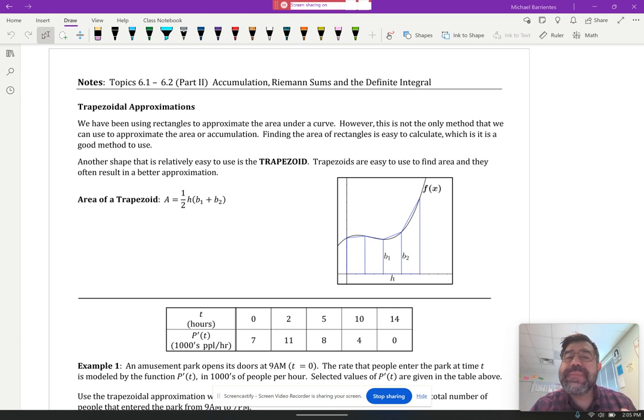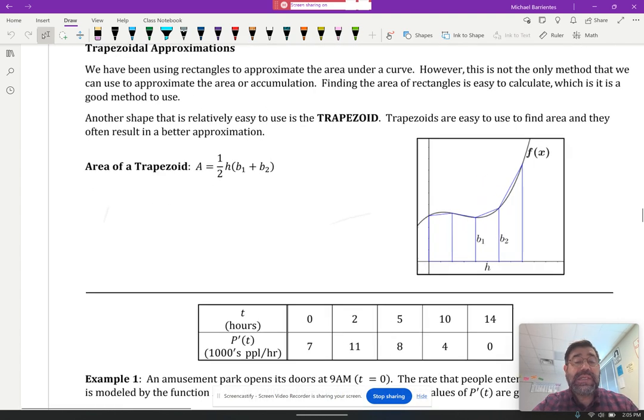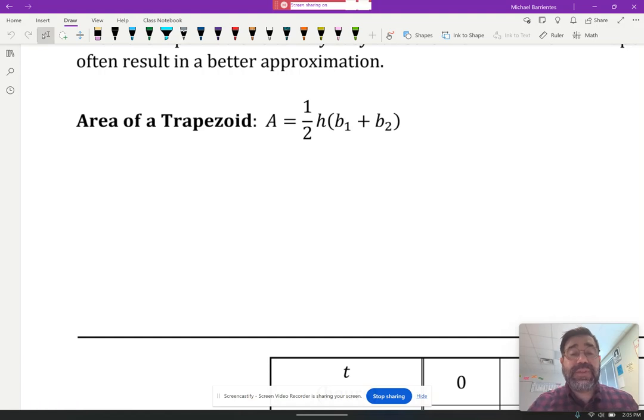But another shape that we could use is the trapezoid. And we mentioned it in the original video to start off that there were different ways to approximate. So we're going to do a little bit more work with trapezoidal approximations. And I wanted to remind you the formula for the area of a trapezoid. Here is the formula that I've been using. And I did mention, but I didn't write, and so I'm going to ask you to write it here.